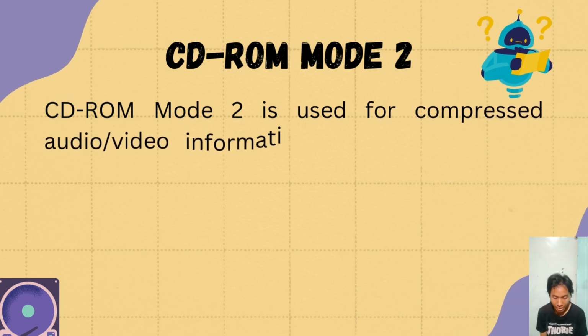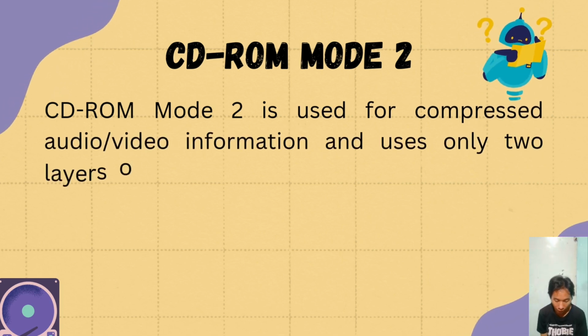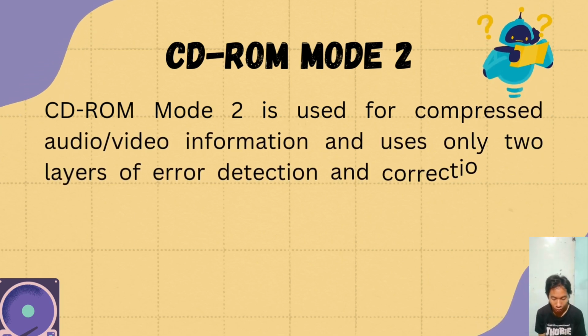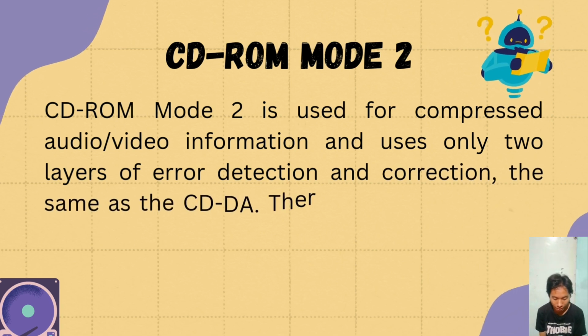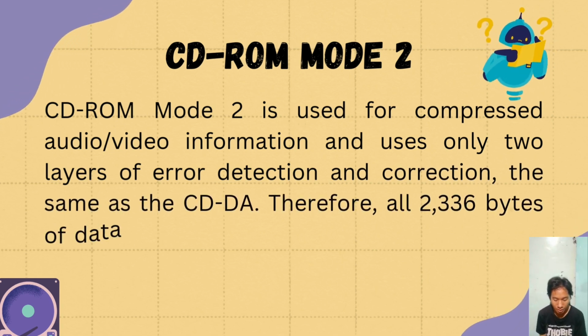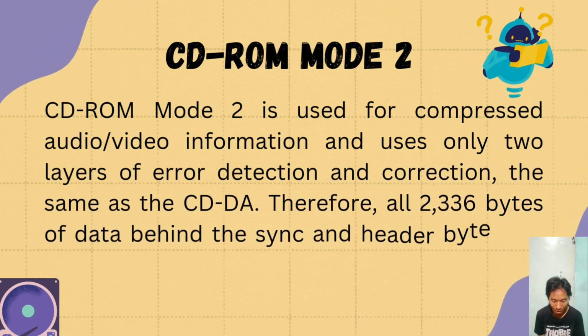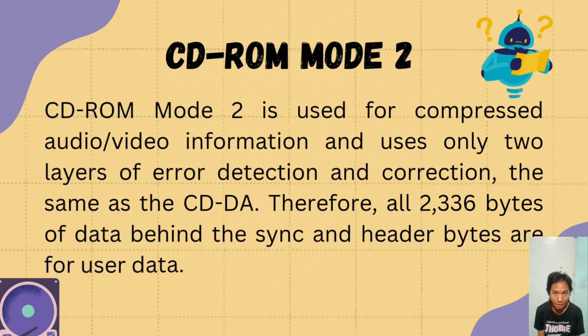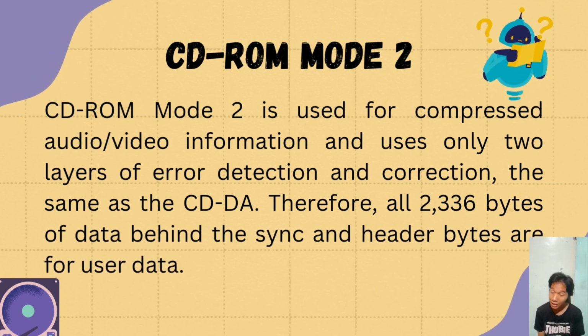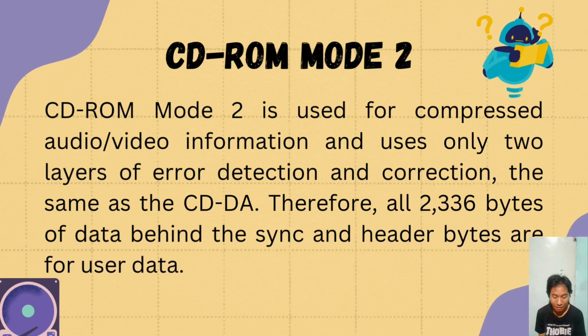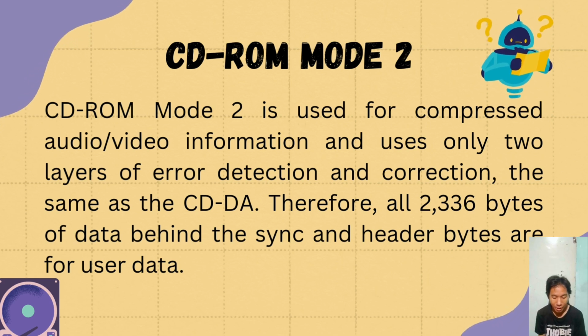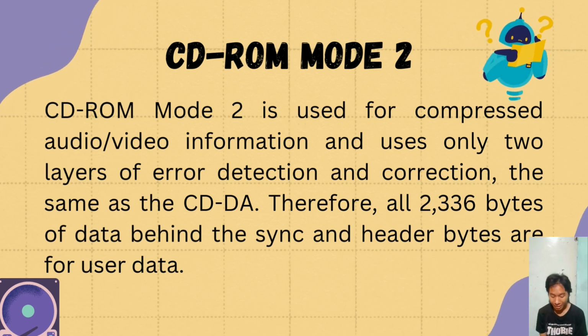CD-ROM Mode 2 is used for comprehensive audio and video information, and uses only two layers of error detection and correction, the same as CDDA. Therefore, all 2,336 bytes of data behind the sync and the header bytes are for user data.